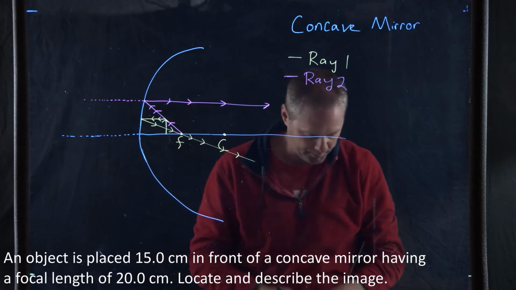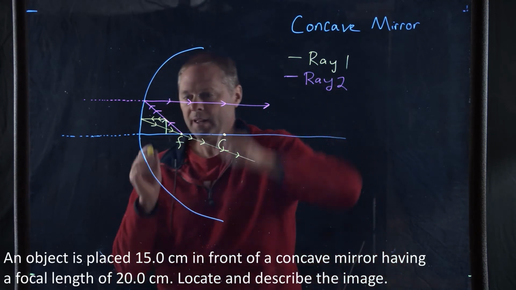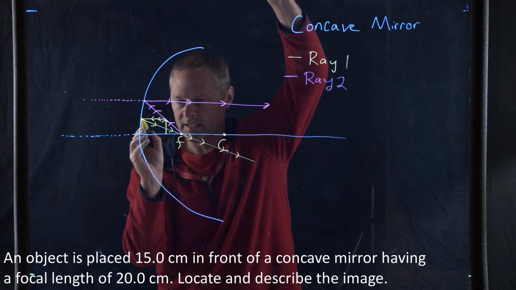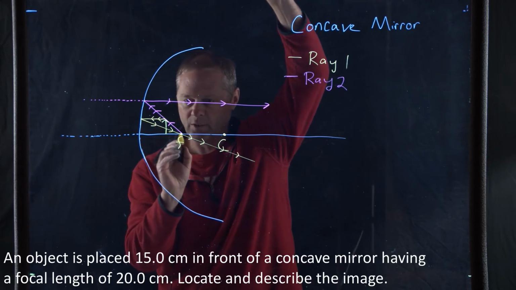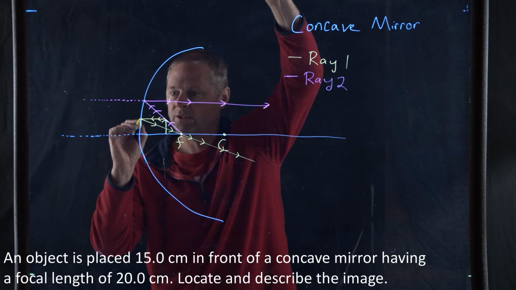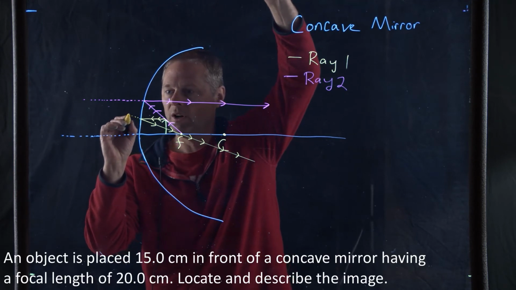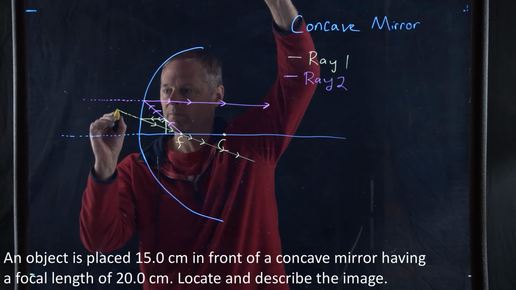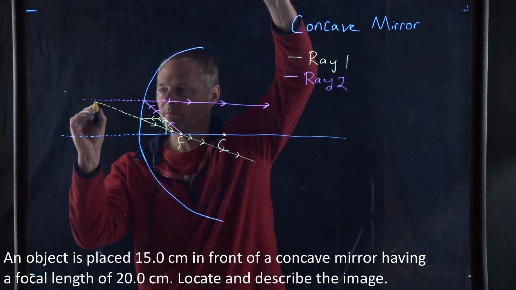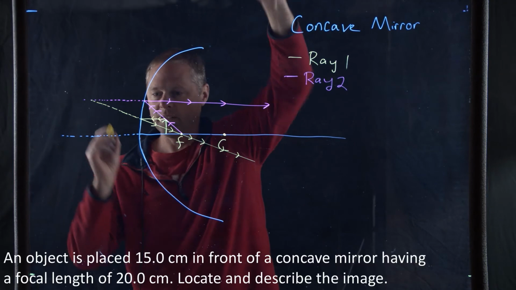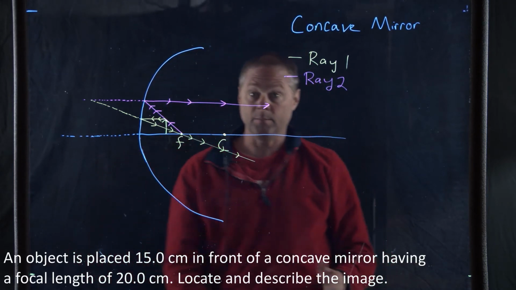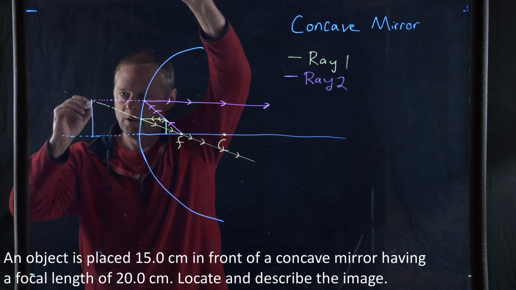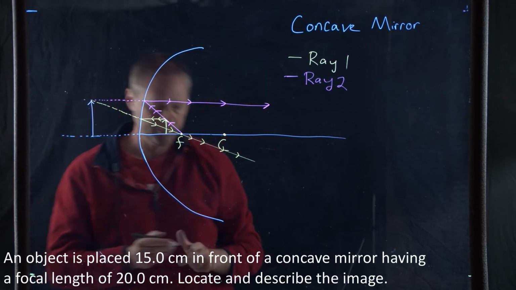So that's ray 1. Now ray 2 is going to be parallel with the principal axis, and then it gets reflected through the focal point. And so this one is going to continue along this trajectory. I think I drew that halfway decent. Not bad for me. And this will be our image.